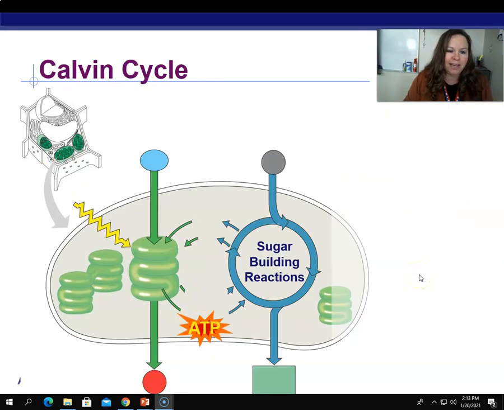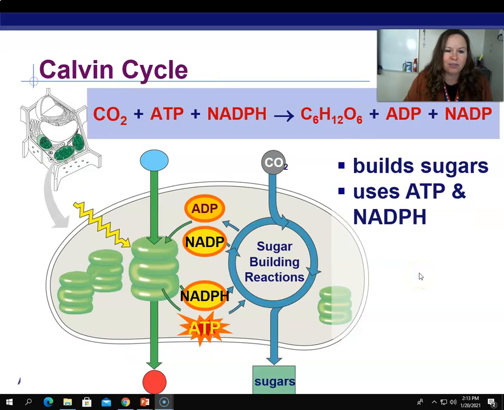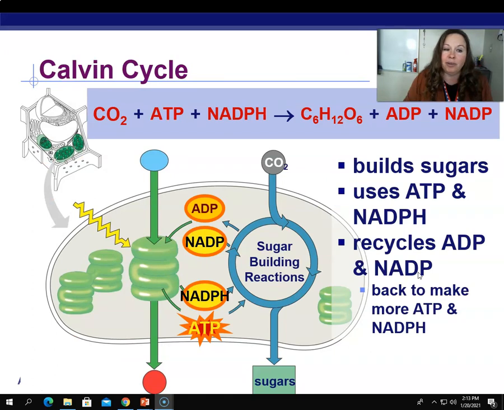In the Calvin cycle, the sugar building reactions, we're going to need carbon dioxide and ATP and NADPH, the last 2, which come from the light reactions, and we're going to be able to make glucose, or we could say G3P. And well, then the wastes, ADP and NADP, but that's okay. They can go back to the thylakoids and get recycled again into ATP and NADPH.